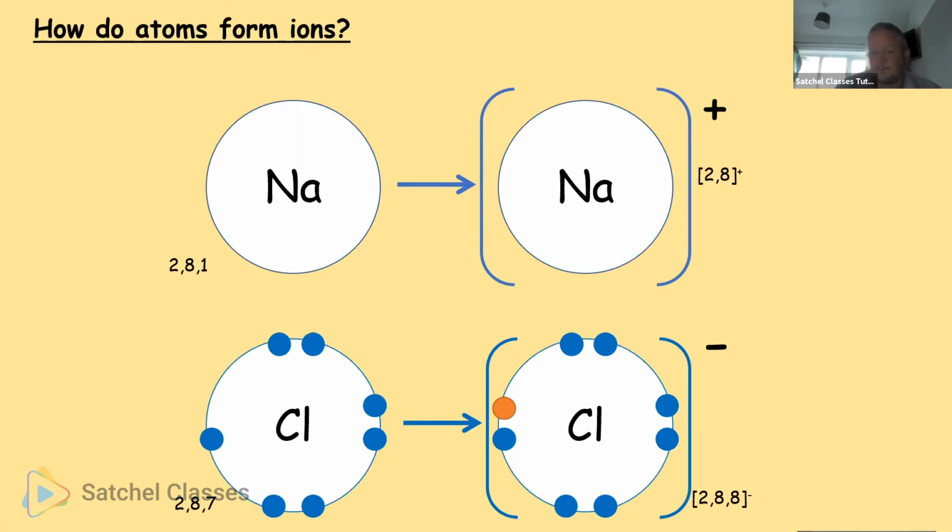We can also write the shell electronic configuration. So for sodium, it's gone from 2,8,1 on the left to 2,8 plus on the right because it has lost the electron. For chlorine, we can say from 2,8,7 on the left to 2,8,8 minus on the right because it's gained an electron and now it's negatively charged.